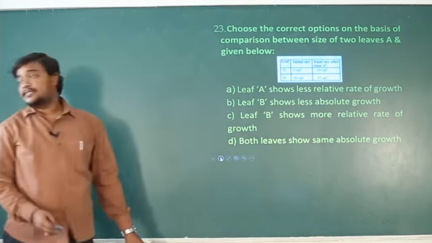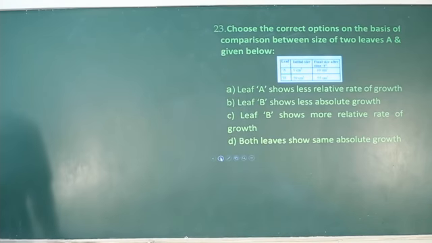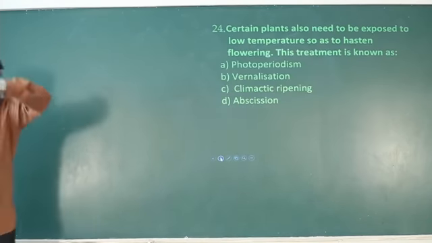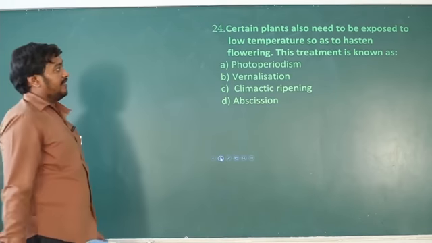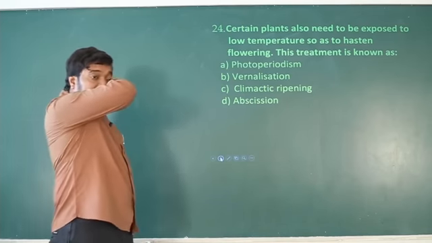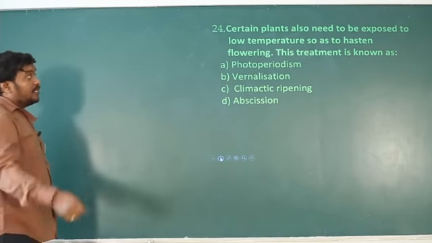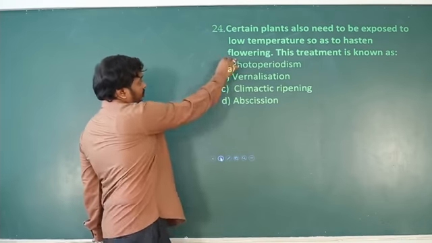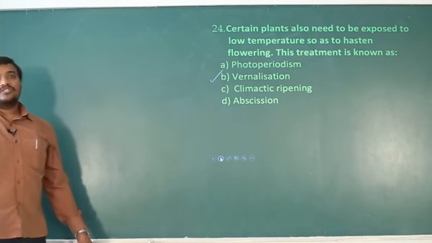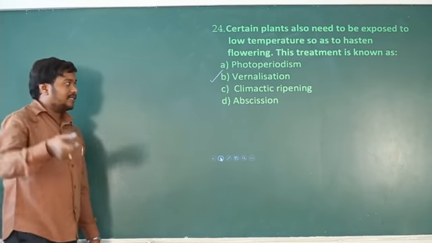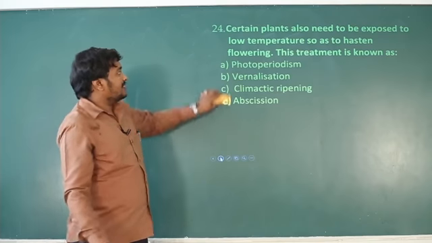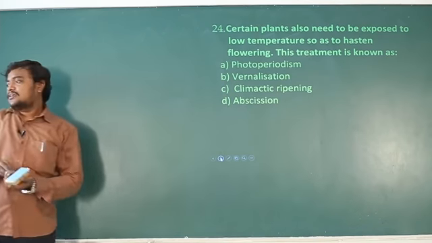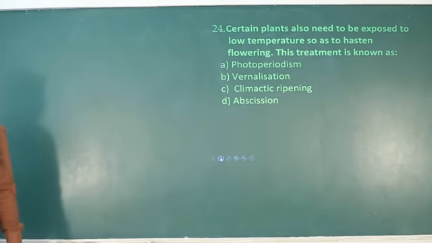Yeah, so hope you got it. Next, question number 24. Certain plants also need to be exposed to low temperature so as to hasten flowering. This treatment is known as... not only for flowering, this process is applicable for seed germination also. That is called vernalization. Vernalization is exposing a seed for germination, or a plant, to low temperature treatment to induce flowering. It is not applicable to all plants. Few plants require this vernalization.